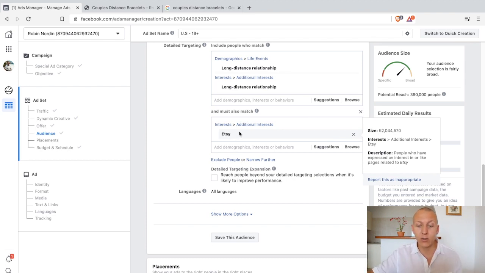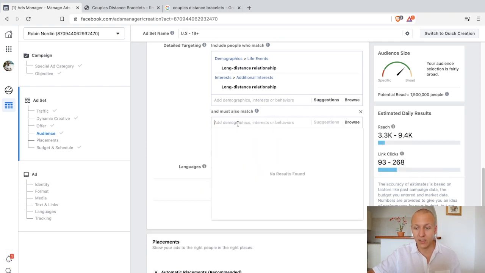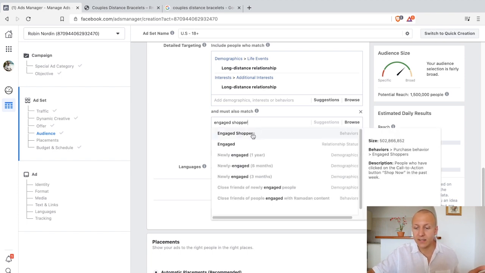Now, another way that we could do this, for example, could be that we could remove Etsy. Now we're back to 1.5 million, and we could do another targeting. We could say, let's add in engaged shopper. Now, engaged shopper is a behavior. So it says people, you can see in the description to the right, people who have clicked on the call to action button shop now in the past week.